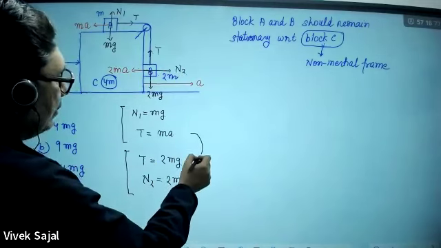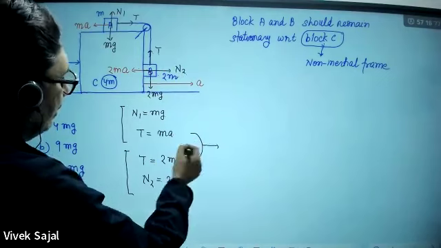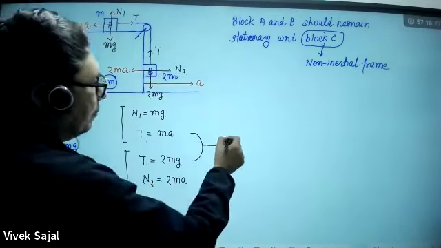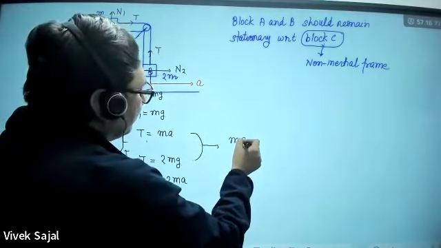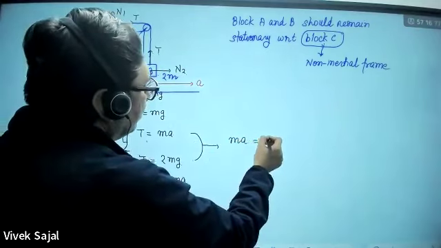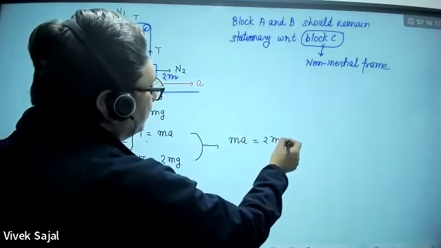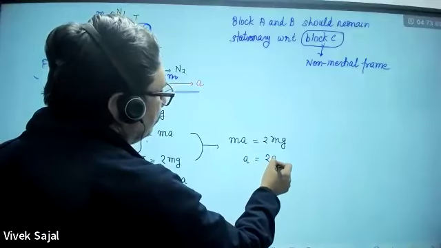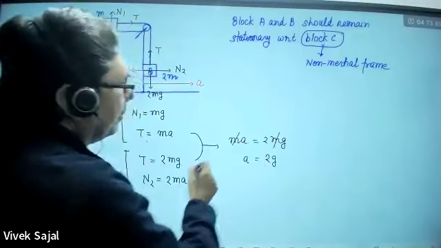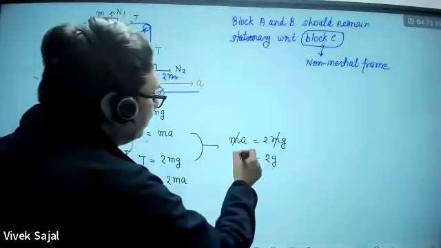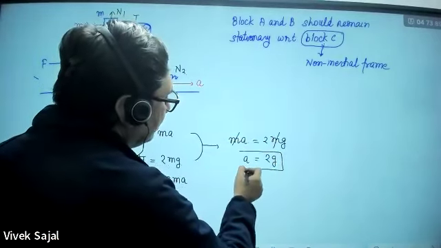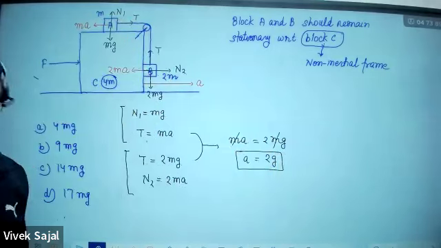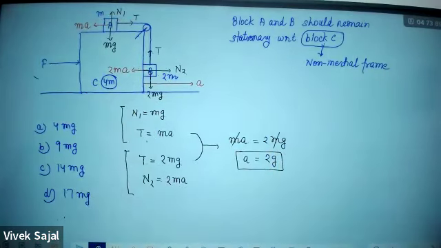If you combine these two together, tension will be equal, so this Ma will be equal to 2mg. So what will be this A? A will be equal to 2g, mass will cancel out. So what is the acceleration of this C so that this will remain at rest? That will be 2g.